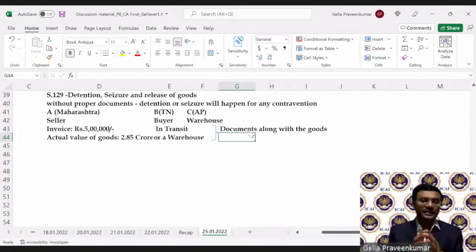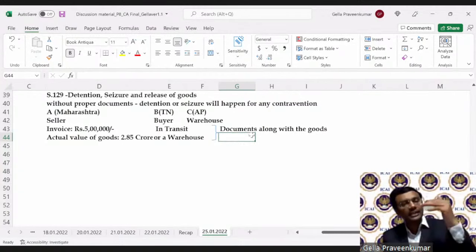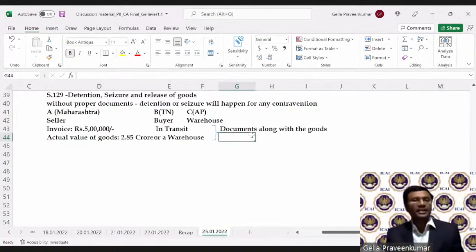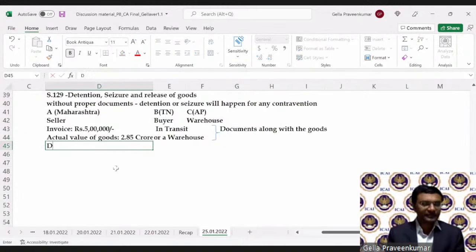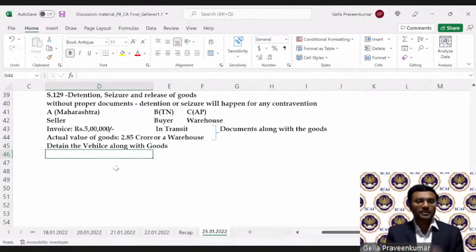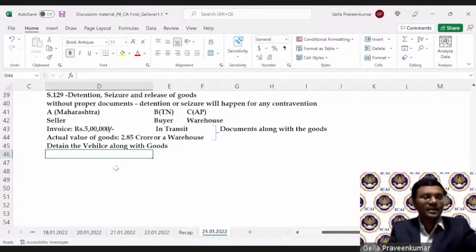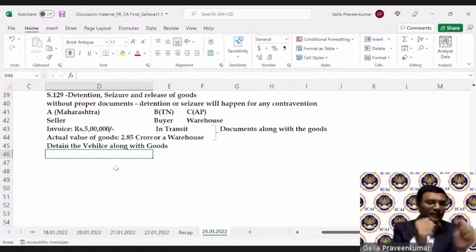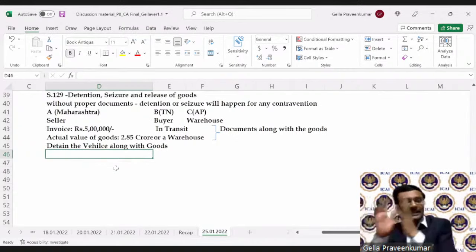Now, in the process of this verification, he feels that there is a contravention. What is the contravention? The value which is worth 2.85 crore was shown as 5 lakh and an invoice was raised. So in this case, the officer can detain the vehicle along with the goods. Please understand, the officer is not detaining goods alone. The officer is detaining the vehicle. The officer is holding the vehicle along with the goods. So both of these were taken into the custody of the officer.